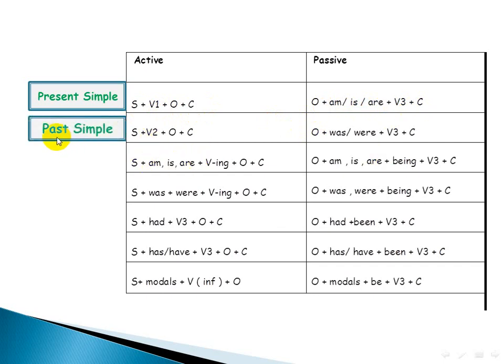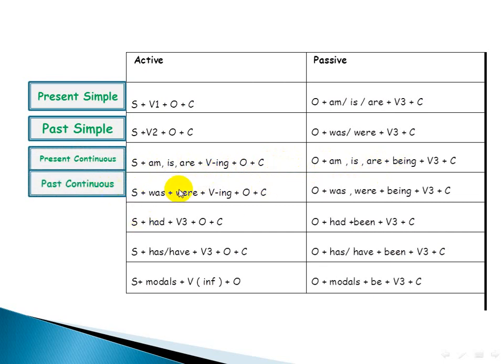Number 2, past simple. I explained this before. You have to use was, were, verb 3. Present continuous: subject, am, is, are plus verb ing, object, complement. Start with the object, am, is, are, being, verb 3, complement. Now we have past continuous: subject, was, were, verb ing, object, complement. You have to start with the object, then was, were, being, verb 3, complement. Was for singular, were for plural. Take care, please, guys.